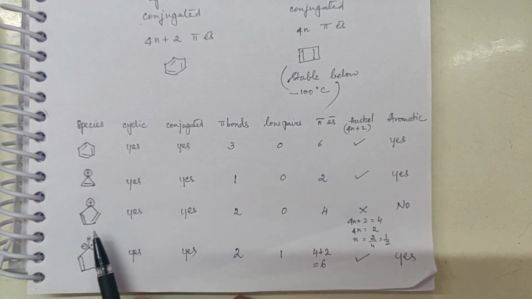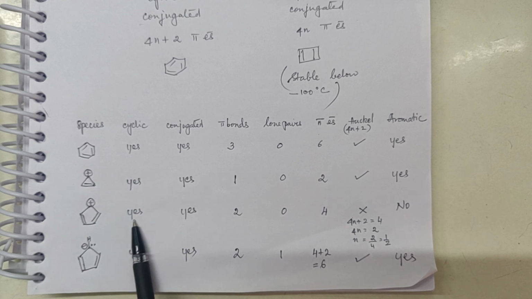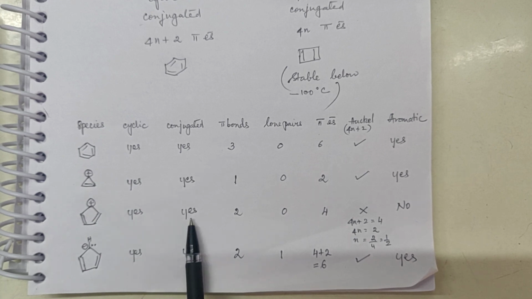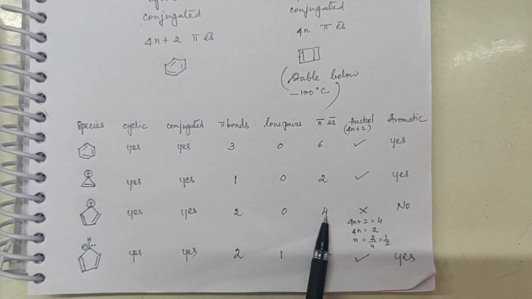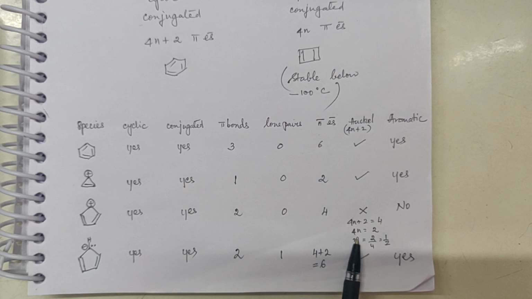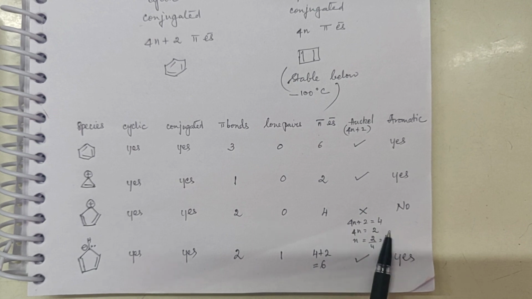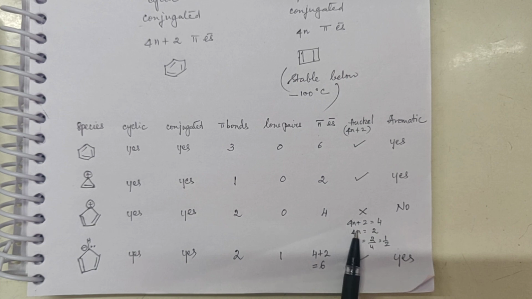Same way, this, it is cyclic, it is conjugated. The number of pi bonds is 2. There are no lone pairs. Pi electrons are 4 in number. Now look at Huckel's rule here. 4n plus 2 is equal to 4. So 4n is equal to 2. So n is equal to half. Now half is not counted. According to 4n plus 2, n should be 0, 1, 2, 3 like that. Is it not? It should be whole numbers. So if it is a fraction, it is not allowed. That means this is not aromatic.